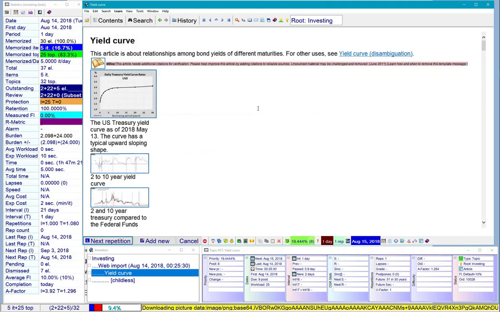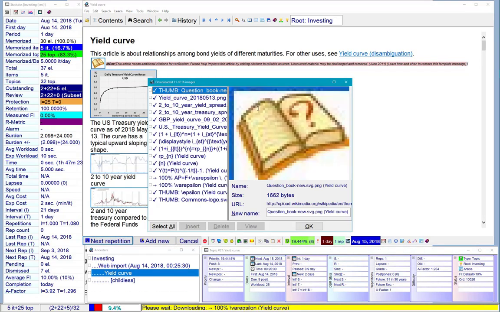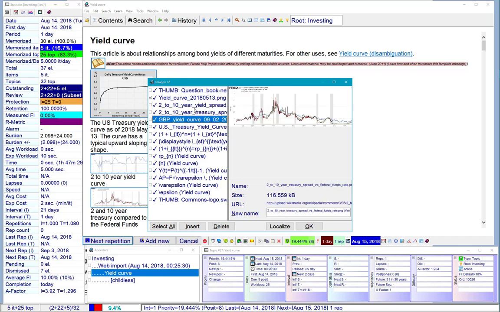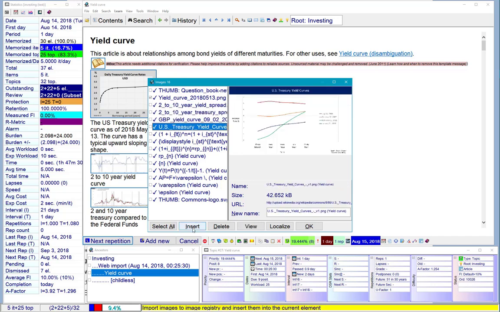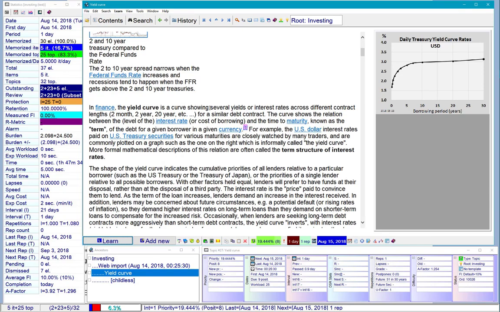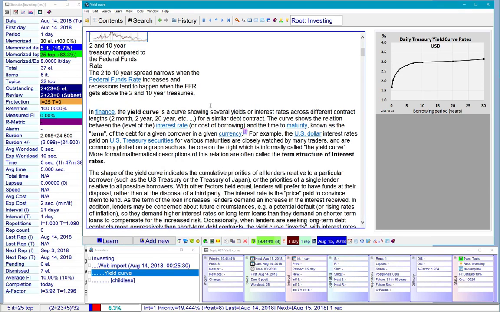Yield curve. Now let's get the picture. Structures, not too complex. Yield curve. What's a yield curve? Define yield curve in finance. The yield curve is a curve showing several yields or interest rates across different contract lengths.